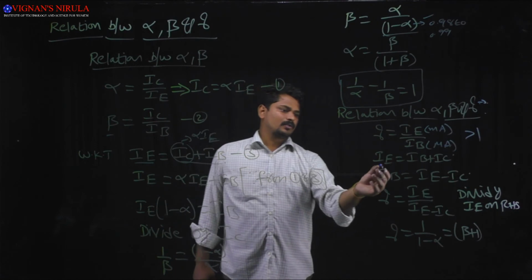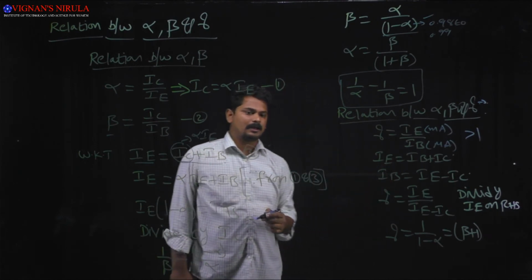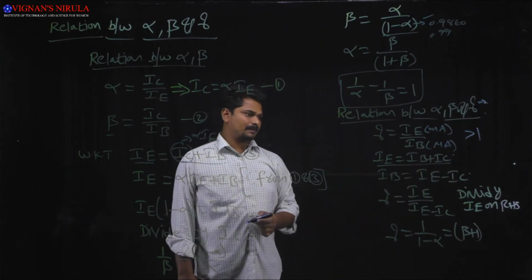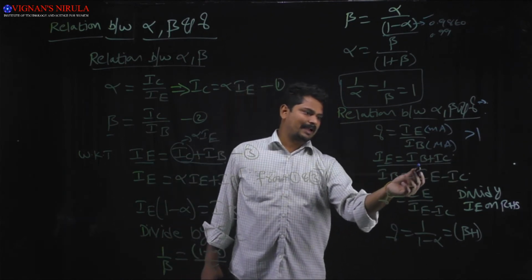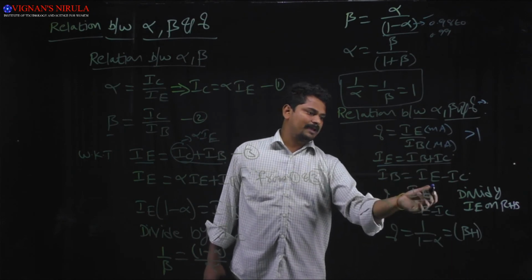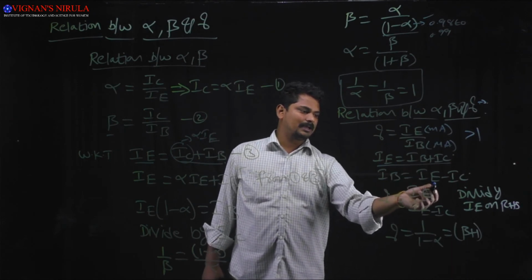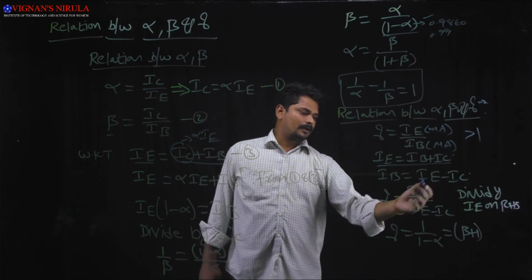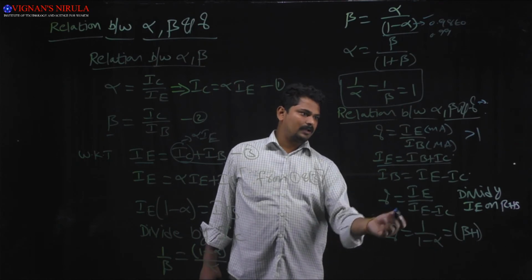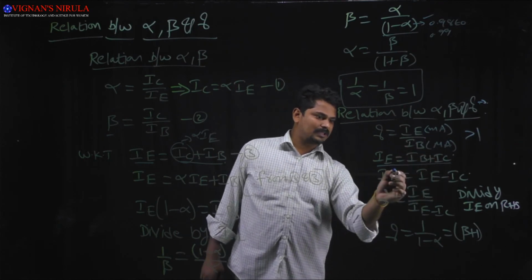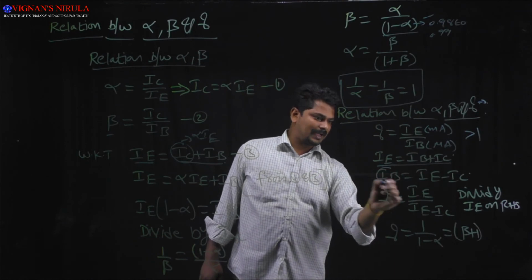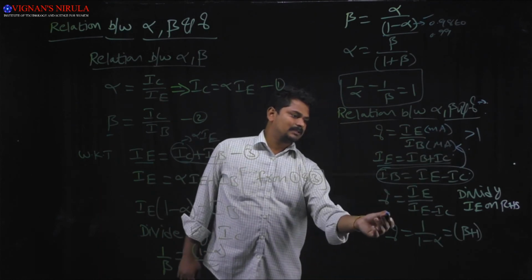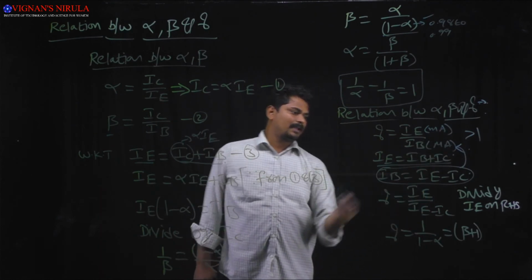And we know that when we apply Kirchhoff's current law to the common collector configuration, we have IE equal to IB plus IC. From this we can write IB equal to IE minus IC, that is the current at the emitter minus the current at the collector side. We know that gamma is equal to IE by IB. When we substitute the value of IB in this equation, we get gamma equal to IE divided by IE minus IC.